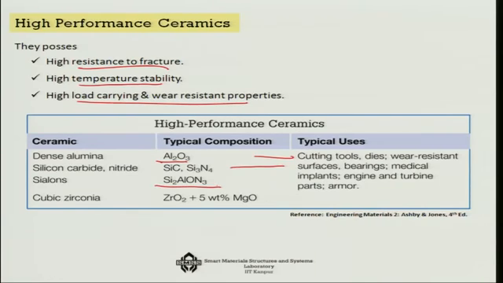It is a complex composite of silicon, aluminum, oxygen and nitrogen, and sialons are also used in various engineering applications like engine and turbine parts. Then there is cubic zirconia, which is used once again for making cutting tools, dies and armors at times. So these are high performance ceramics.